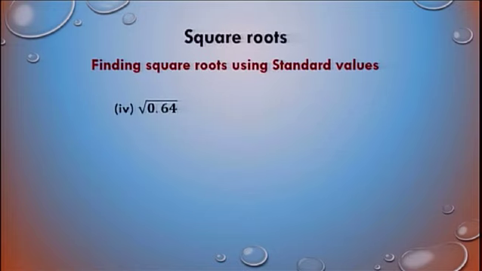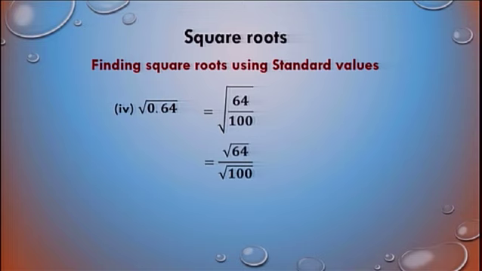Now look at this number, 0.64. Here we have a decimal number. We can write this decimal number as a fraction, that is 64 over 100. This is equal to square root of 64 over square root of 100. Do you know square root of 64? Yes, it is 8. Square root of 100 is 10. So we have an answer of 8 over 10. But since the question was in decimal, let's give the answer in decimal. 8 over 10 is equal to 0.8.